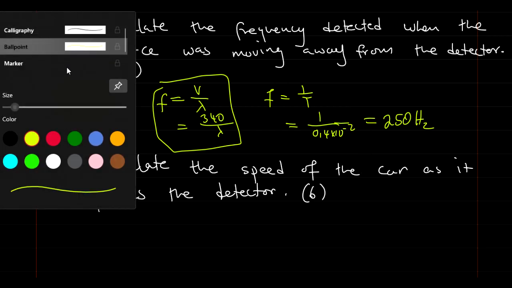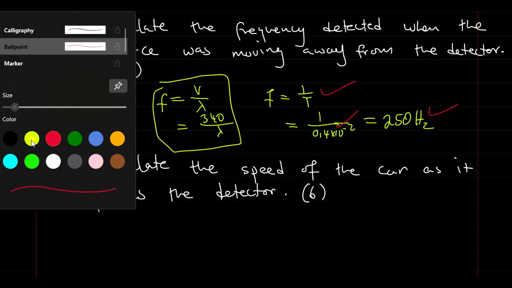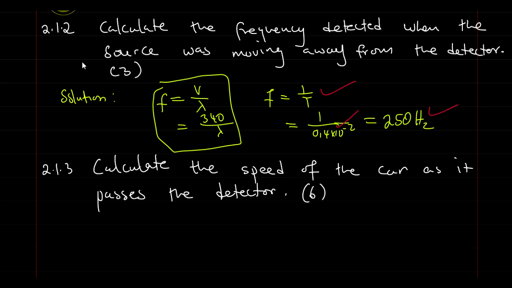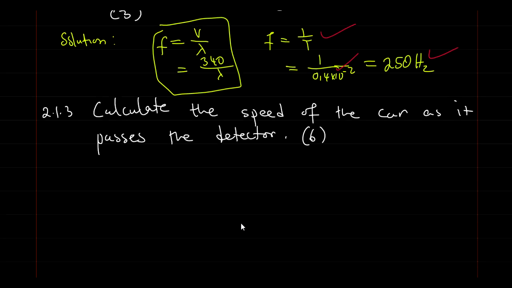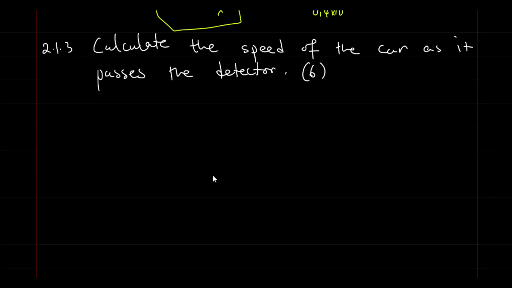So now how is this going to be marked? It's going to be marked like this: the formula, substitution, and answer with units. If your answer does not have units, you're going to forfeit the mark for the answer. So now let's go to 2.1.3. 2.1.3 asks as follows: calculate the speed of the car as it passes the detector. Okay, so they want the speed of the car as the car passes the detector.